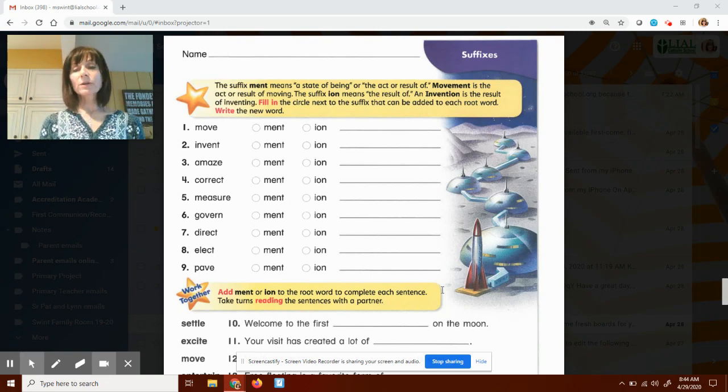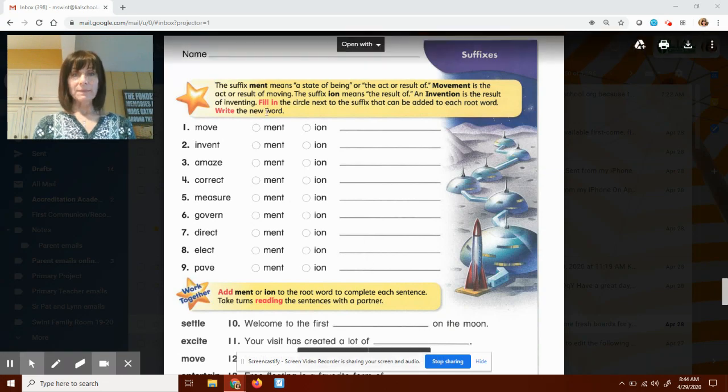So today we're going to go on and we are going to be doing the suffix ment, M-E-N-T. This means a state of being or the act or result. So my root word of move, but if I add it to movement, is the act of or result of moving. Now the suffix shun means the result of. An invention is the result of inventing.